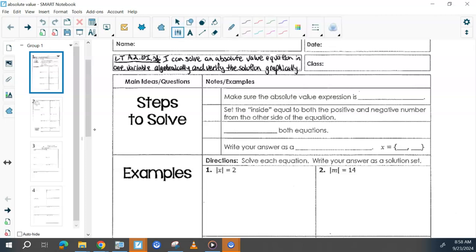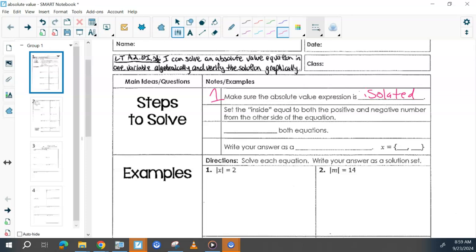Notice that in our learning target, this says A2, while all the other ones just said A. This is an Algebra 2 standard, so this is one of your extensions that regular algebra doesn't go over. So in this, we're talking about absolute value equations and how to solve them. So the steps to do that, first, make sure the absolute value expression is isolated. What does that mean? Alone, by itself. Get it by itself.